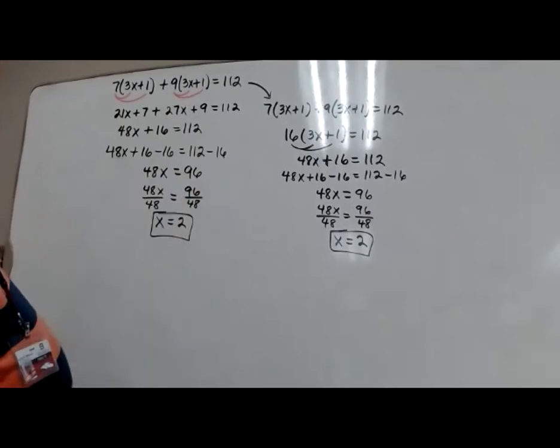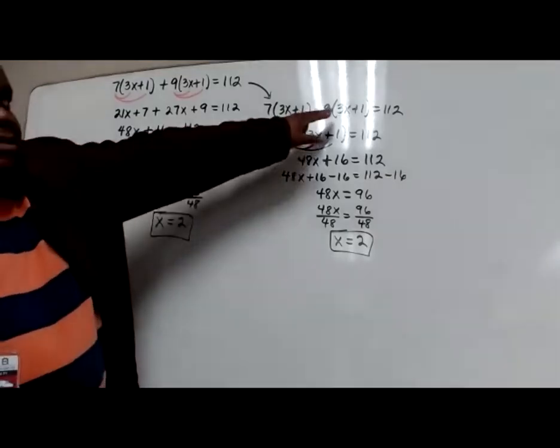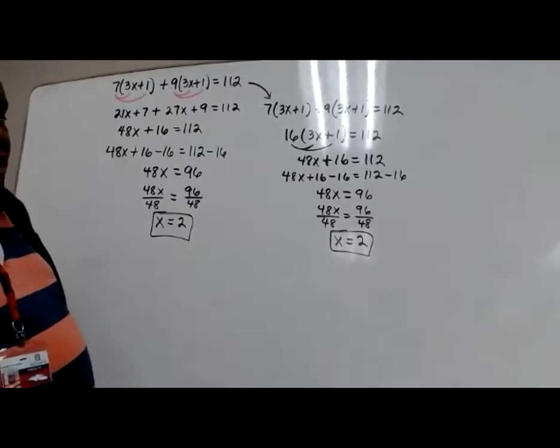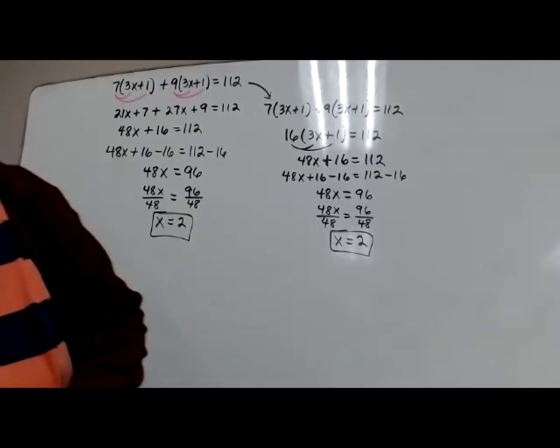If you see some type of pattern that you could easily use, then go ahead and use that. One way is just to use the distributive property. The other way is to recognize that 3x plus 1 are considered to be like terms, and you can add the numbers that are in front of the parentheses. Any questions about example 3?